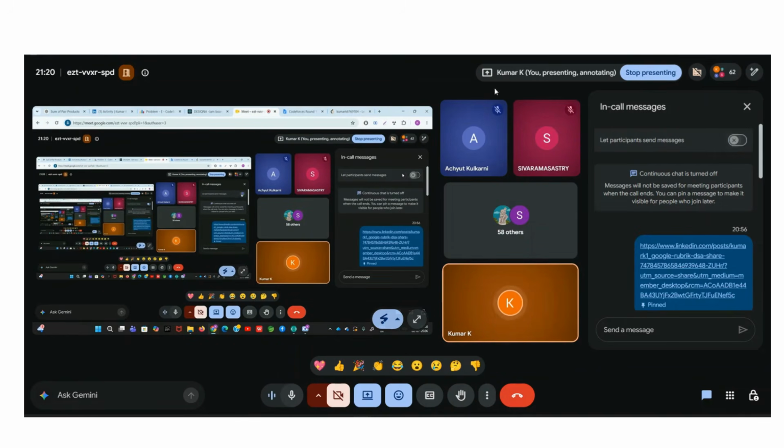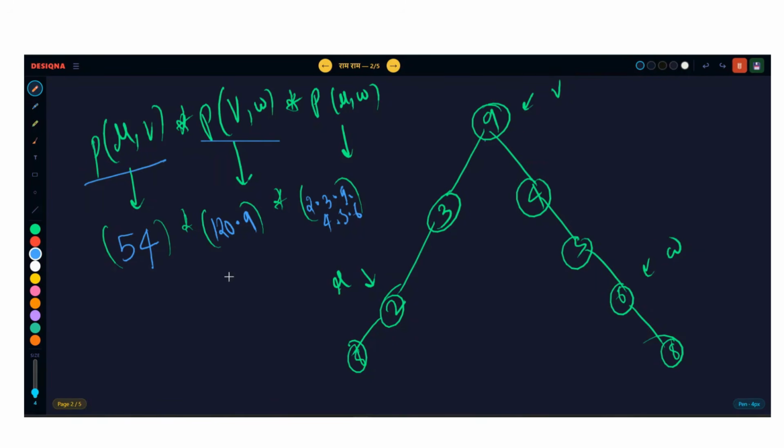Okay. I was also making a similar type of mistake. So this is 54 multiplied by 1080 multiplied by, who can tell me the value of P of U comma W? Basically all these values multiplied by 2 and 3, 6 multiplied by 1080.